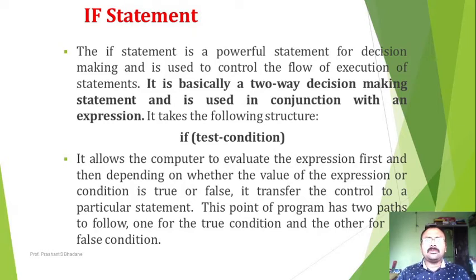It allows the computer to evaluate the expression first, and then depending on whether the value of the expression or condition is true or false, it transfers the control to a particular statement. This point of the program has two paths to follow, one for the true condition and the other for the false condition.